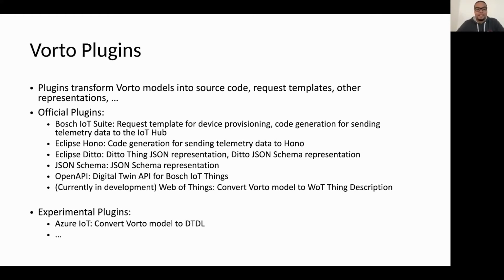Then we have JSON schema and OpenAPI official plugins, and we are currently developing a Web of Things plugin that can convert a Vorto model into a Web of Things thing description. Among the experimental plugins, there's, for instance, Azure IoT, where you can convert your Vorto model into the DTDL. And we also have a couple of other plugins in the GitHub repository that you can use if you want to.